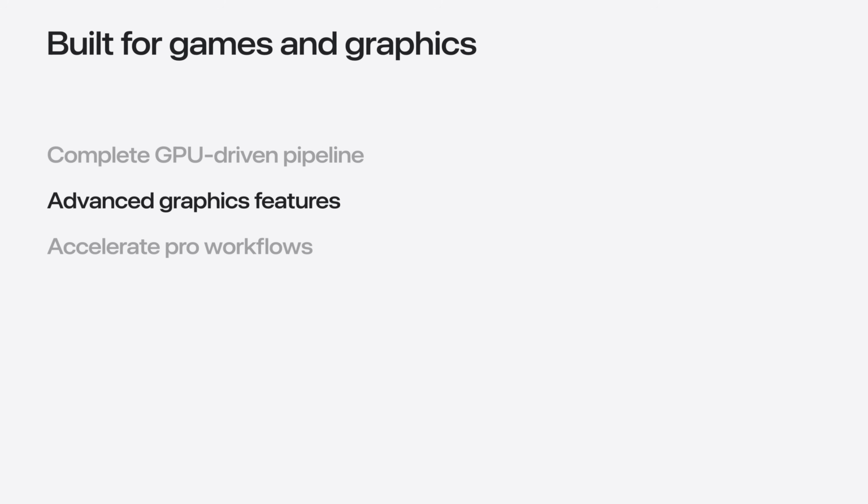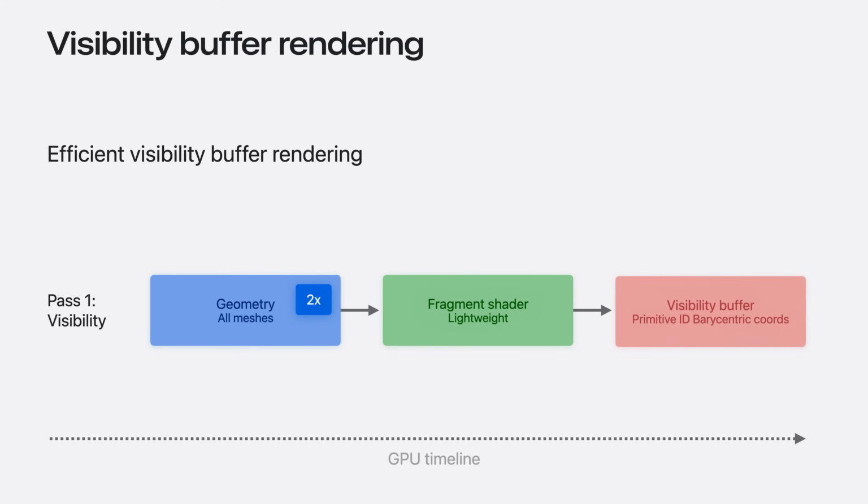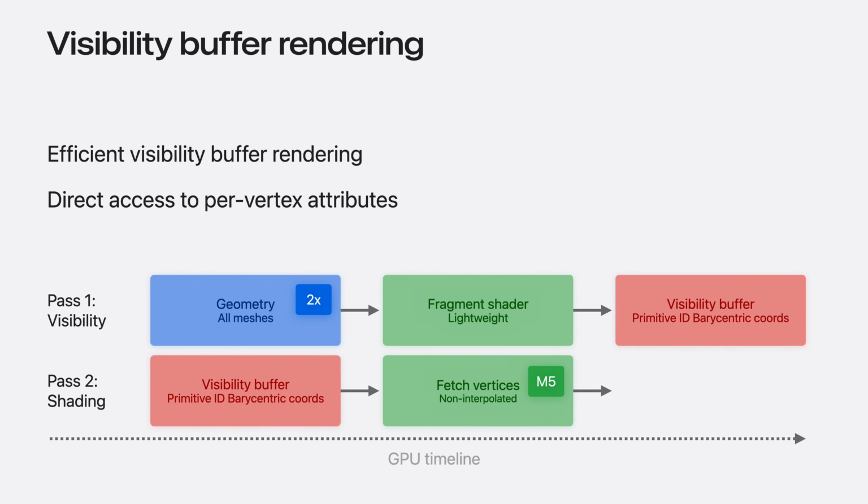M5 enables new rendering techniques that can significantly improve your pipeline's efficiency. Let's take a look. M5 enables efficient visibility buffer rendering for complex geometry. First pass is lightweight, just primitive IDs and barycentric coordinates. This reduces parameter buffer usage and saves bandwidth compared to a G-buffer approach. Second pass fetches vertex attributes and interpolates manually. M5 exposes non-interpolated vertex values directly to fragment shaders. This lets you decouple visibility from shading and evaluate materials only where needed.